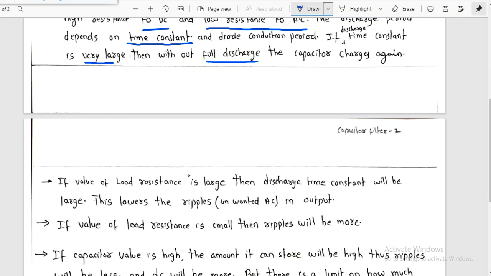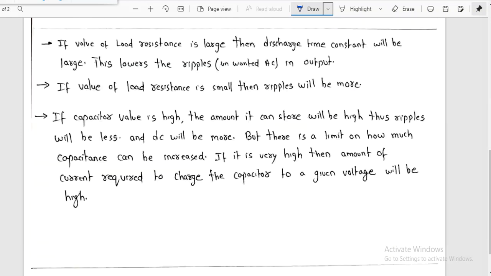Similarly, if the value of the load resistance is large, whatever the load we have connected, then also the discharge time constant will be large. So this is going to lower the ripples in the output, right? And if the value of load resistance is small, then obviously the ripples will be more, the unwanted AC components will be more.